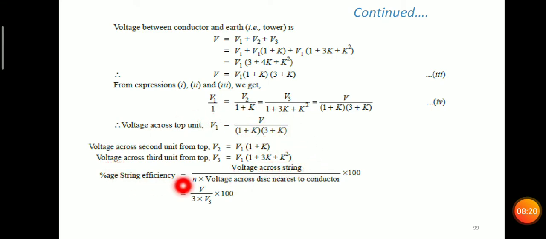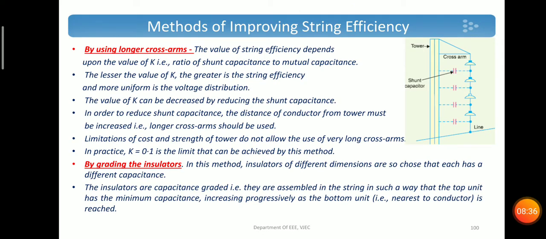Now we can find the string efficiency as the voltage across the string divided by N into the voltage across the disc nearer to the conductor, that is V3. So it is V by (3 into V3) into 100. So we can find out the string efficiency. Now we have different methods for improving the string efficiency. The first method is by using larger cross arms.